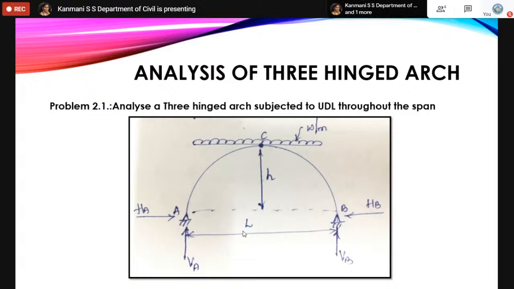So I'll take an arch subjected to UDL throughout the span. If the load is P at the center, as I already told you, the reactions will be P by 2, P by 2. It's common sense. At the same time, if the load is W spread throughout the span L, then the total load will be WL. The reactions will be WL by 2 and WL by 2.